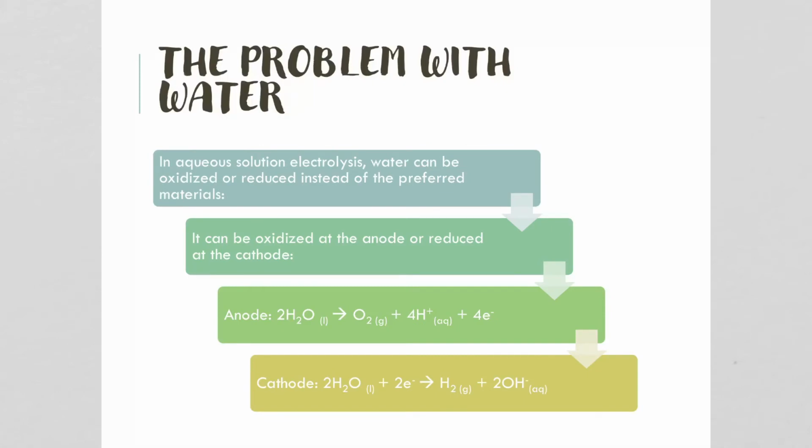Now, there is a problem with water. In aqueous solution electrolysis, water can actually be oxidized or reduced instead of the preferred materials. It can be oxidized at the anode or reduced at the cathode. If it's being oxidized at the anode, the water becomes oxygen and 4 hydrogen ions and loses 4 electrons. At the cathode, it absorbs 2 electrons to become hydrogen gas and 2 hydroxide ions. So there are 2 possibilities instead of the products that you're preferring to decompose.